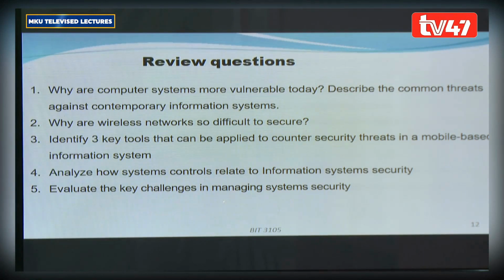So for example, where are you going to strike the balance? You don't over control, you don't under control. How are you going to make sure that you have enough resources to enforce the countermeasures that we have listed? Those are some of the challenges that organizations are facing.